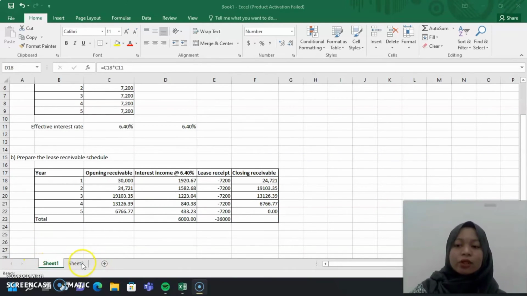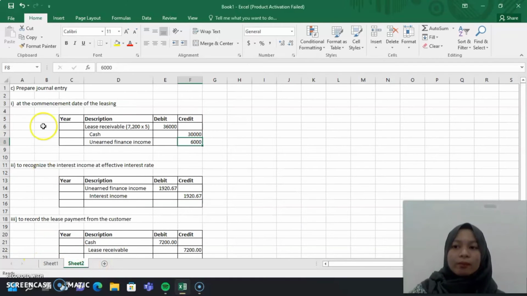Next, we move to question C. Prepare journal entry at the commencement date of the leasing. The journal for the commencement date happened when Skymun Berhad agreed with the bank to pay 30,000 ringgit directly to the distributor. So we debit lease receivable 7,200 times 5 years and we get 36,000. And next we credit cash 30,000 and credit unearned finance income 6,000.